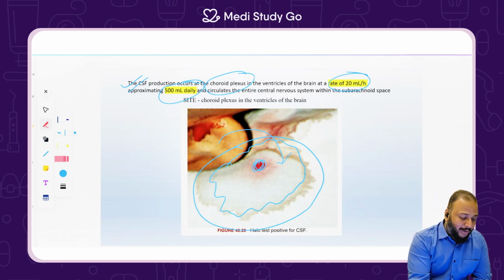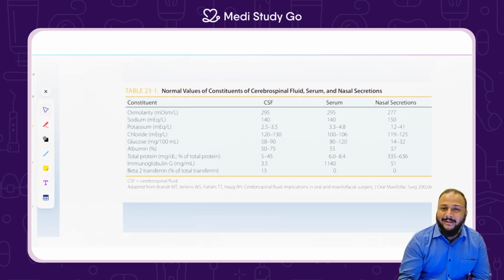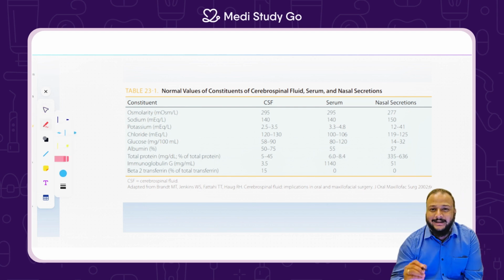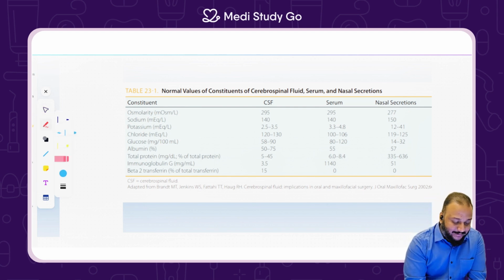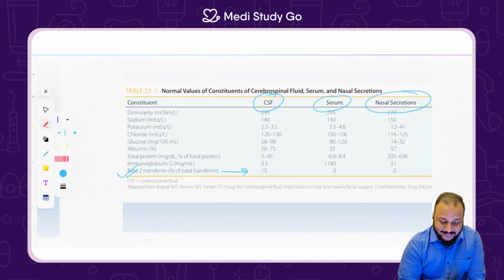Further, if you want to confirm the histochemistry and the biochemistry of it, always remember the pathognomonic feature is an increased level of beta 2 transferrin. Beta 2 transferrin is a transferrin protein which is found only in CSF. It is not found in blood and serum. It is not found in nasal secretion. It is only found in CSF.